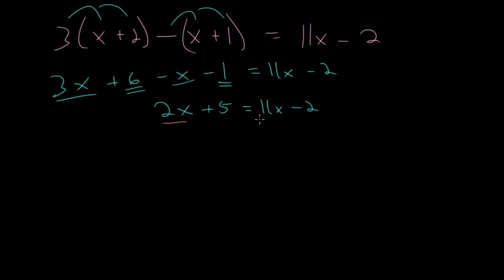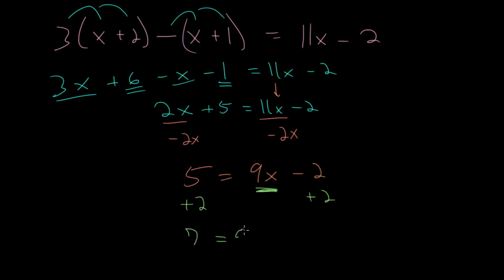We need to get the variables on the same side, so let's move them to the side with more of that variable to avoid negative numbers. We can subtract 2x on each side. We get 5 is 9x minus 2. With this two-step equation, we need to isolate the variable term. So let's cancel out the minus 2 by adding. We add 2 on each side. We get 7 is 9x. And lastly, we can divide everything by 9 to cancel out that multiplication, so that we get x is 7/9.